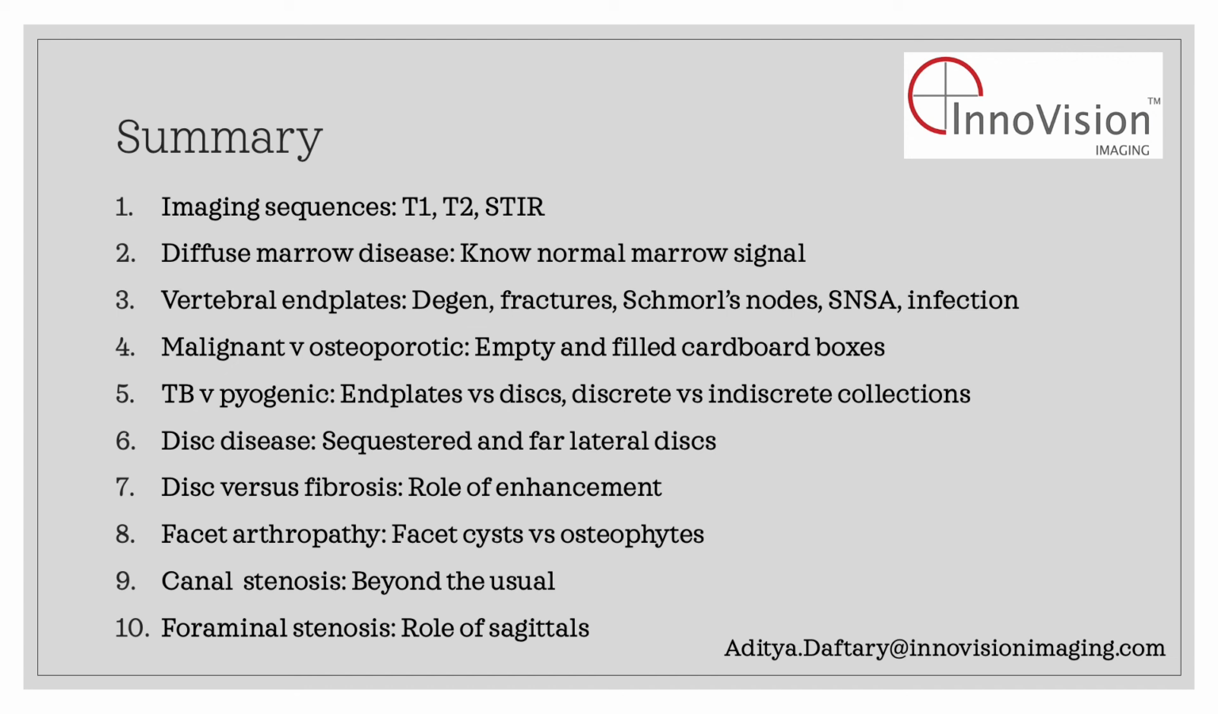We talked about differentiating between TB and pyogenic disease. We talked about disc disease and remembering to look at the sagittal and far lateral areas which are easily missed. We looked at fibrosis and enhancement as well as recurrent discs. We looked at facet arthropathy and I showed you an example of how you might mistake a facet cyst and a facet osteophyte. And I think that's helpful because when we do procedures for facet cysts, they're very different from the ones we do for osteophytes.